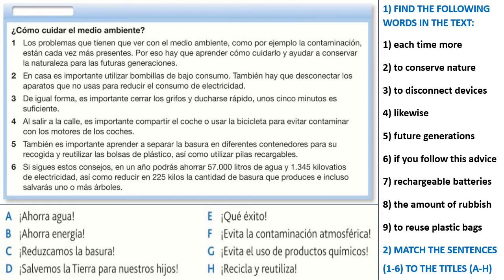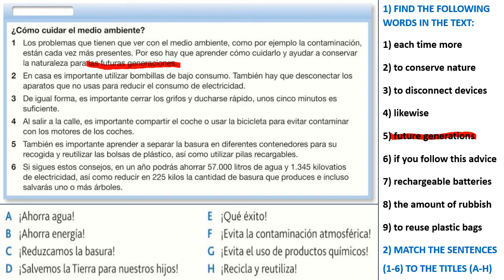So what you're going to start with is the ones that are blatantly obvious and the ones that we'll probably have seen before. So we're going to start with future generations. So number 5, future generations. It's in the first one, las futuras generaciones.